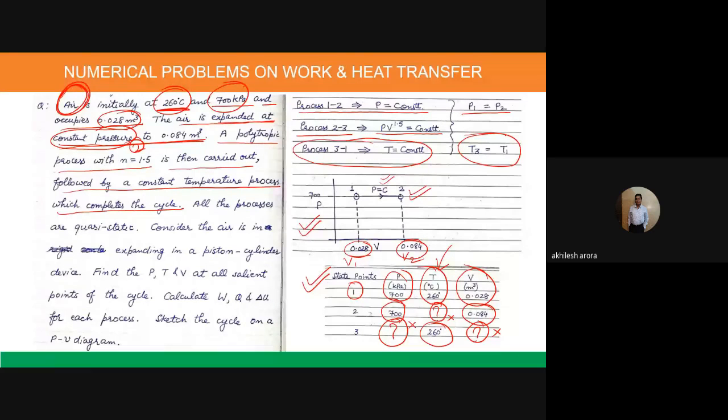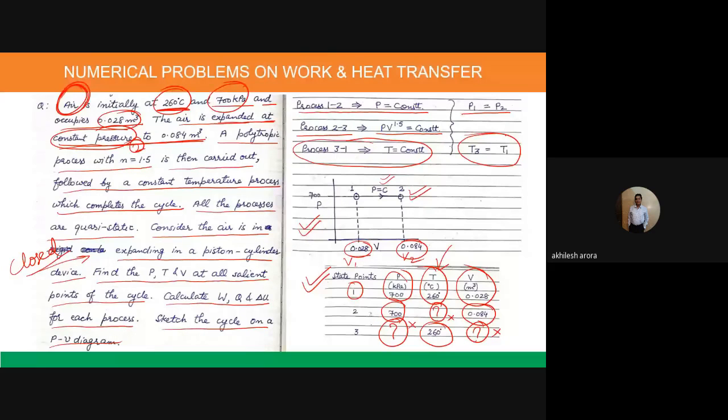Now let us read the question further. All the processes are quasi-static. That means reversible. Consider the air expanding in a piston cylinder device. So that means we are saying that it is a closed system. Okay, closed system. Find pressure, temperature, volume at all salient points of the cycle. Calculate W, Q, and delta U for each process. Sketch the cycle on a PV diagram.